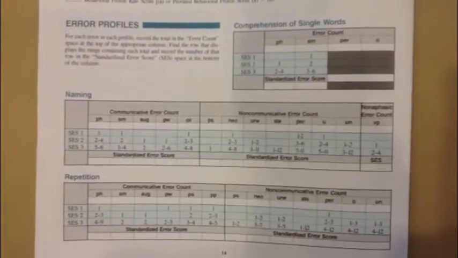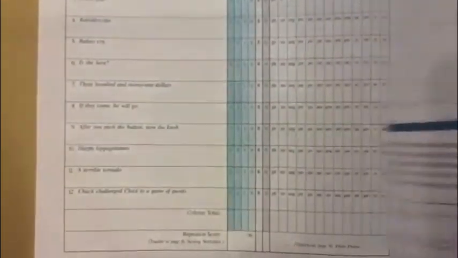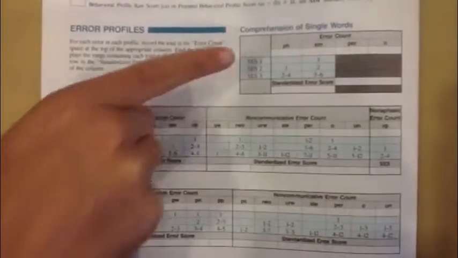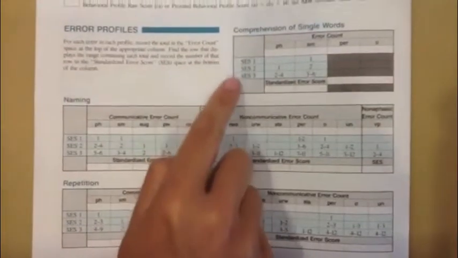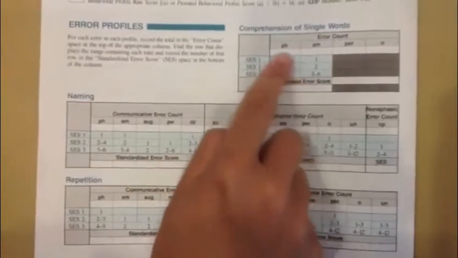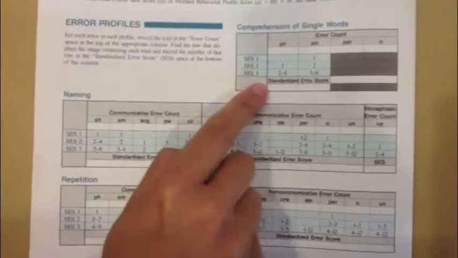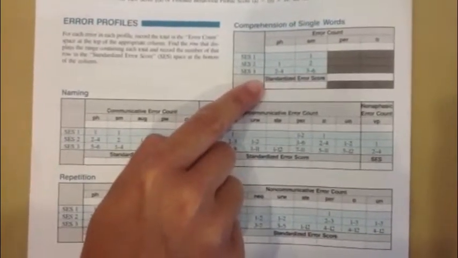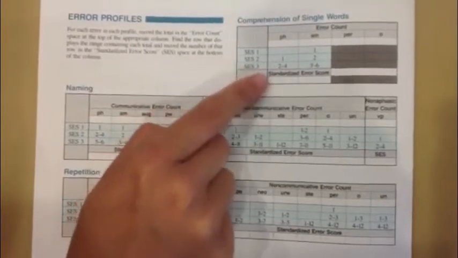Transfer the number of errors from each type from the totals row at the bottom of the record forms for each subtest. Record each total, if any, in the error count space at the top of the appropriate column to the corresponding profile. Find the rows SCS1, SCS2, and SCS3 in the profile that displays the range containing the total you have already entered. Record the number of that row in the standardized error score space at the bottom of the column. If the patient obtained a score higher than the highest score shown in row SCS3, enter 3.